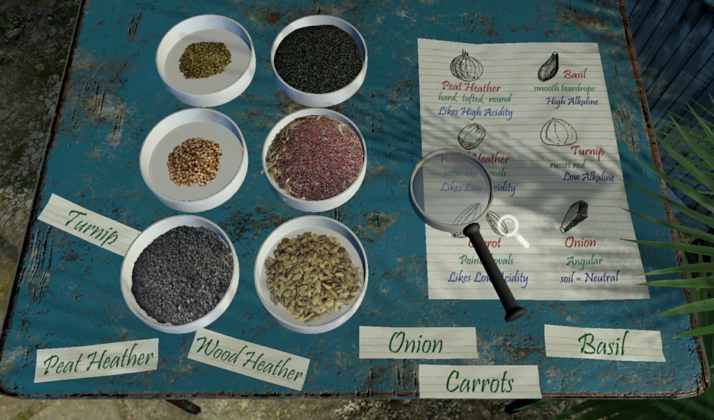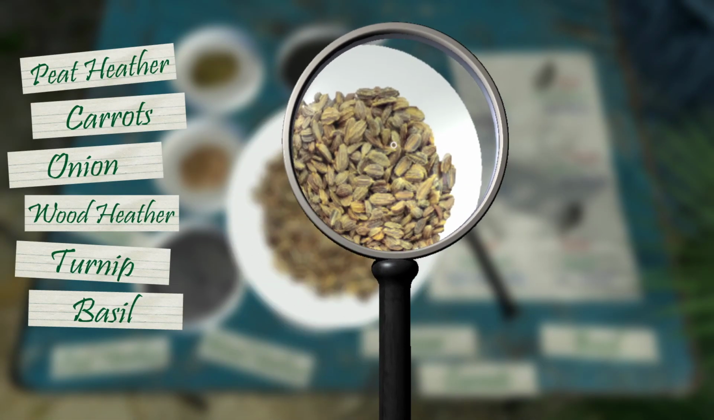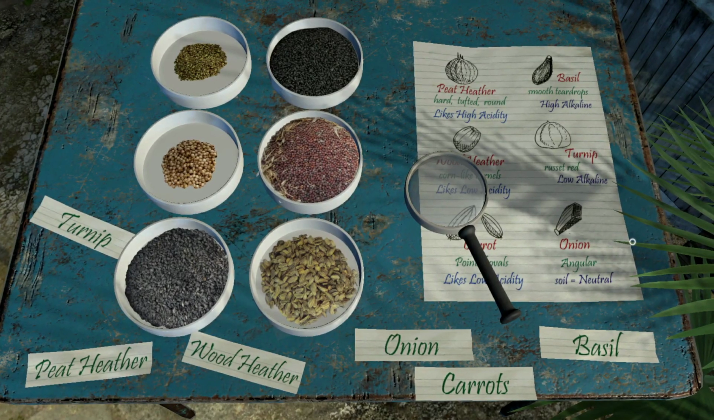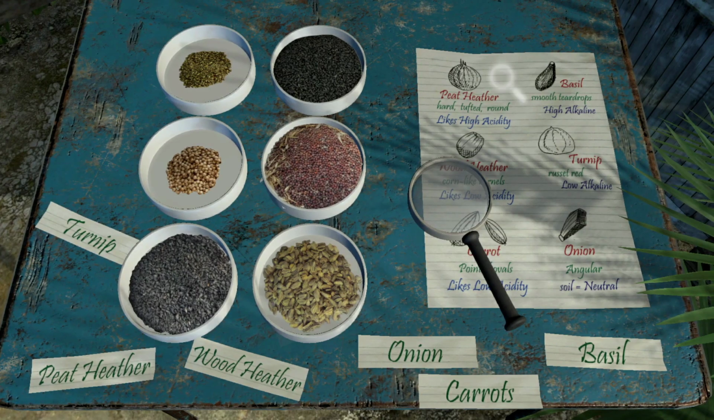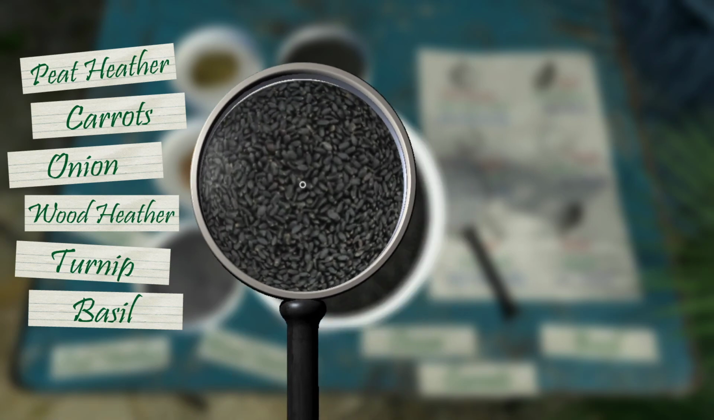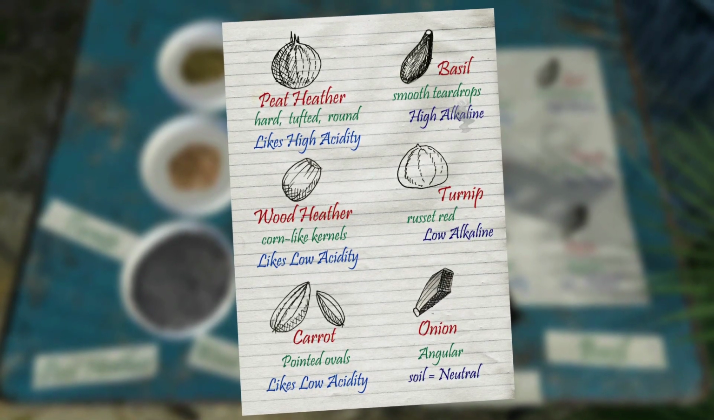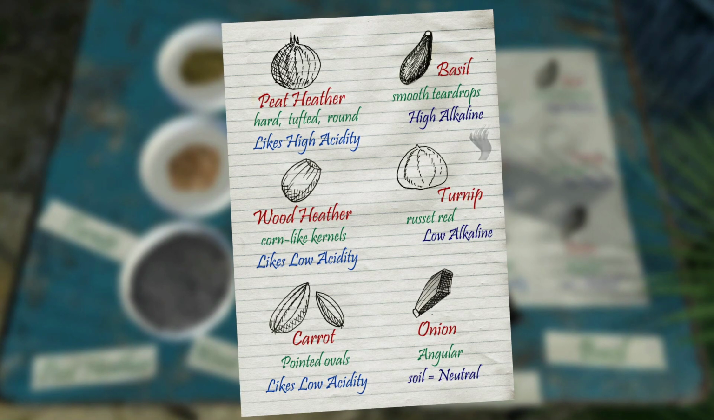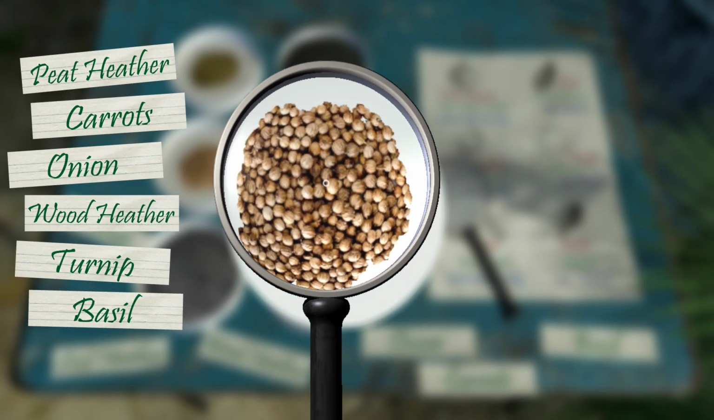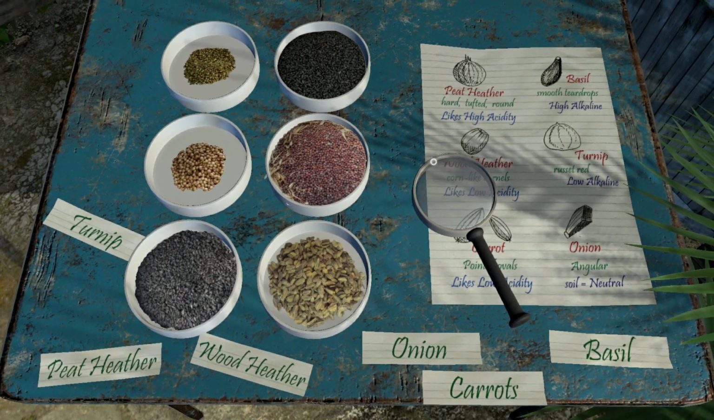Huh. Okay, so I choose which is what, right? Okay, so let's go back. Is this Basil? Or is it Onion? And what is this one? Oh man.